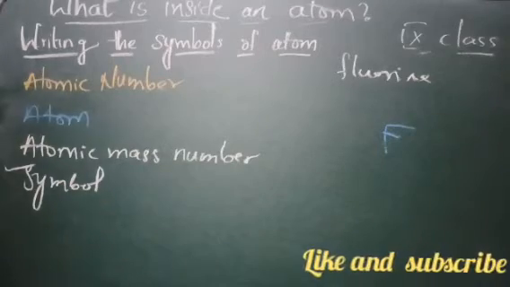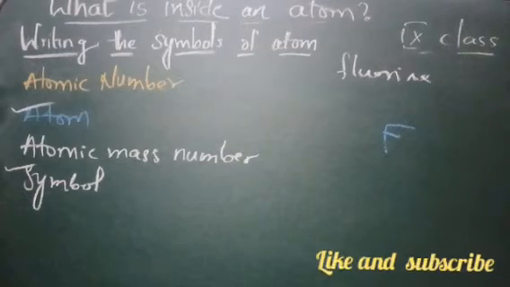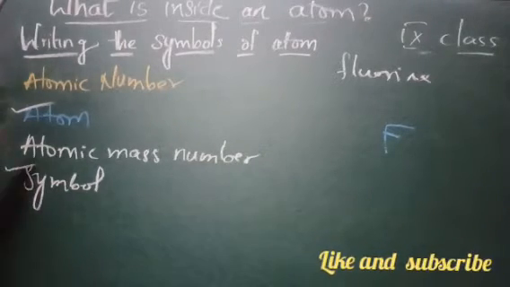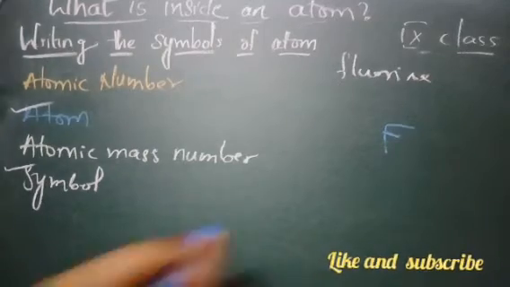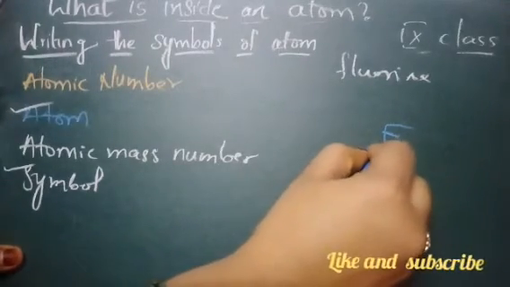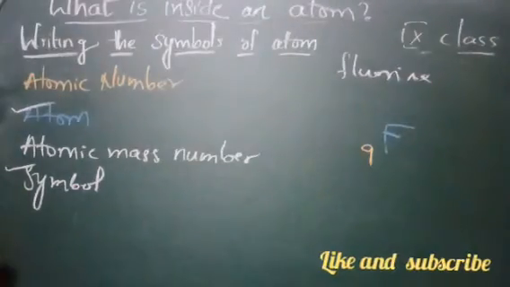Now, atom, we know atom, right? We know what is the atom and we are taking its symbol. Now, what we are doing? We are writing its atomic number. So, where we will write atomic number? Here. So, what is atomic number? Atomic number is 9. Okay.